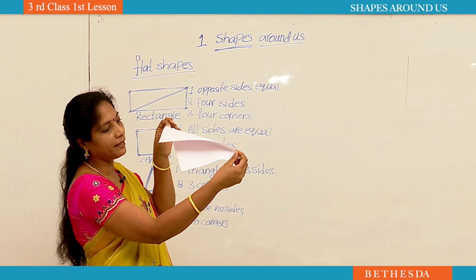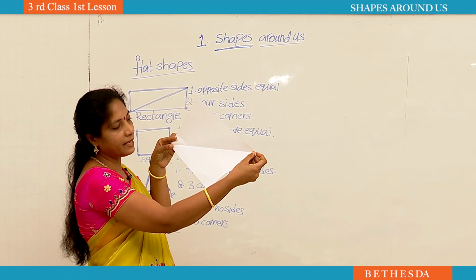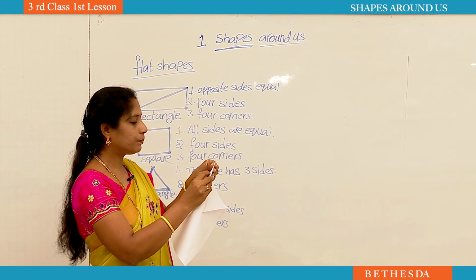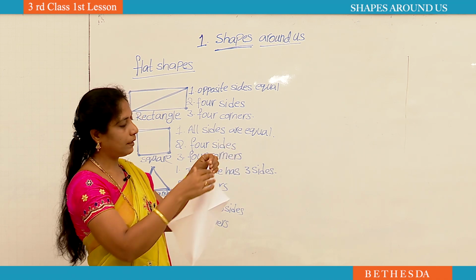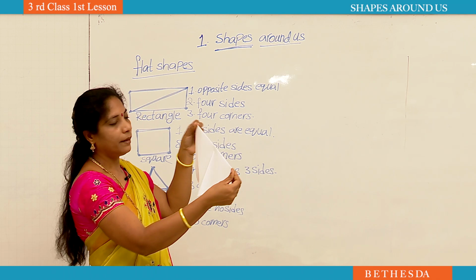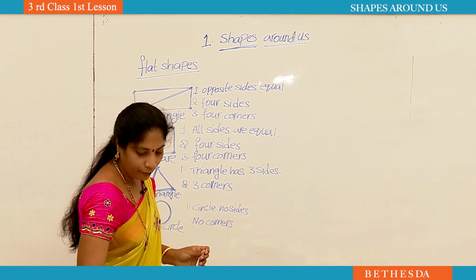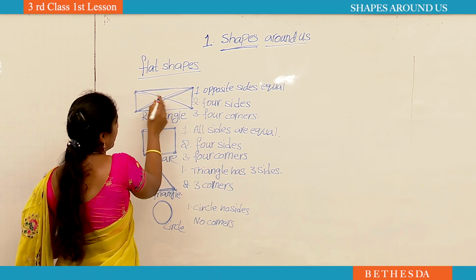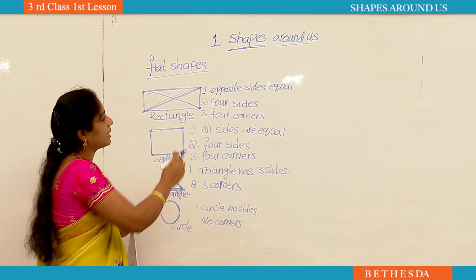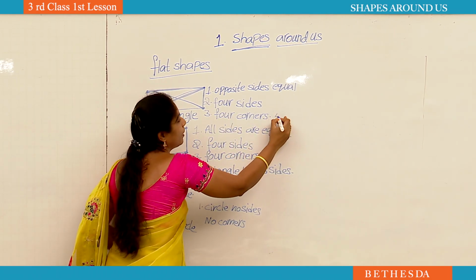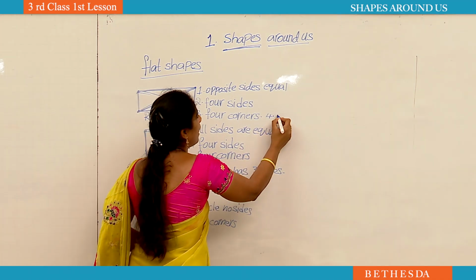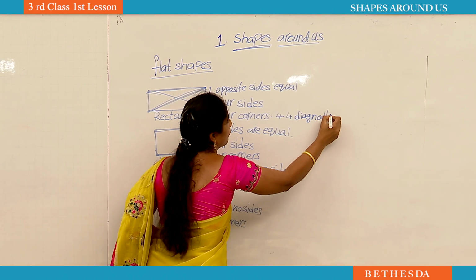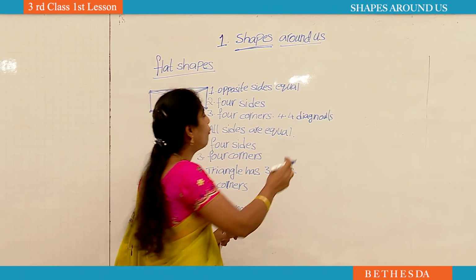You can see here the diagonal. Now, how many diagonals? The rectangle has 1 diagonal and another one I will fold here. So you can see here, a rectangle has 2 diagonals, from this corner to this corner and this corner to this corner. If you join 2 opposite corners, that is called a diagonal. Now we got another point: a rectangle has 2 diagonals.